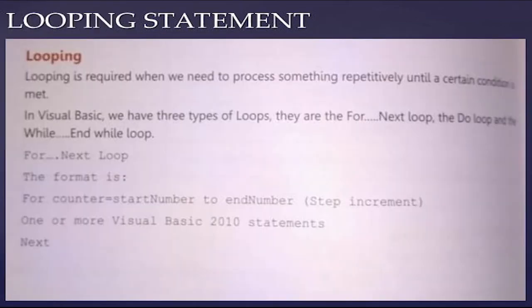Next one is looping statement. Looping is required when we need to process something repeatedly until certain conditions are met. In Visual Basic we have three types of loops: the for next loop, the do loop, and the while loop. So what is this looping exactly? Looping means executing a block of statements repeatedly. For example, execute a statement 100 times. Suppose we are running a program 100 times. It is not necessary to write the statement 100 times in the program. Instead of writing it 100 times, we will use this looping statement.